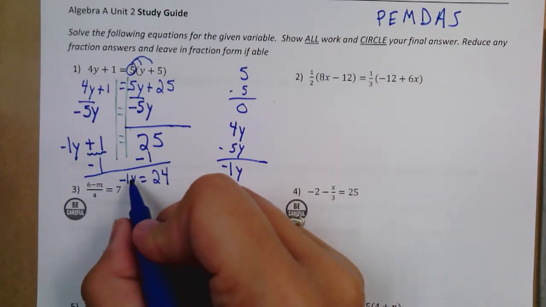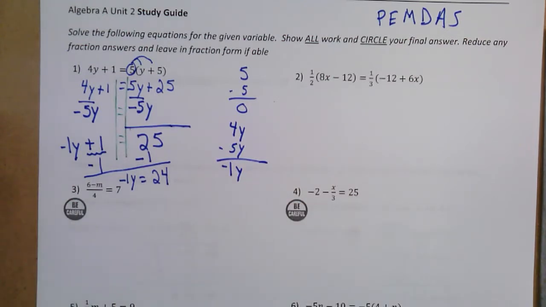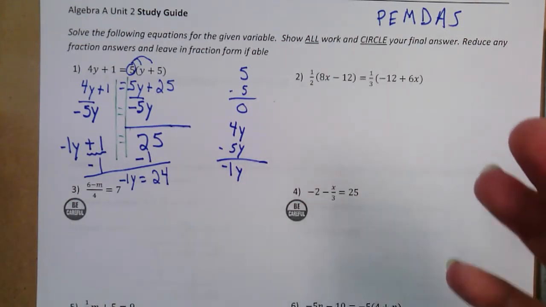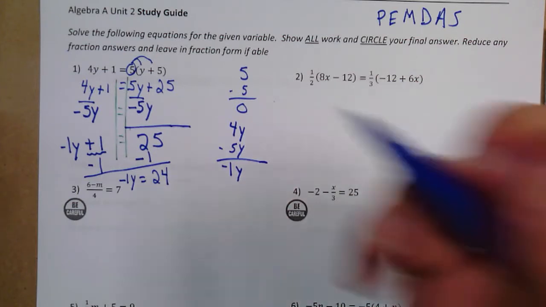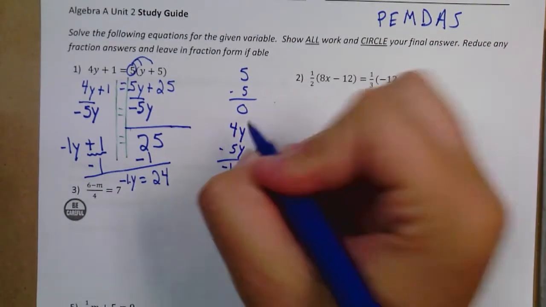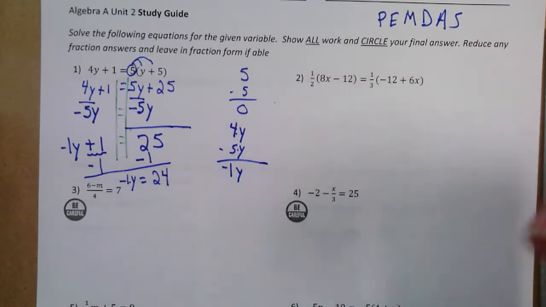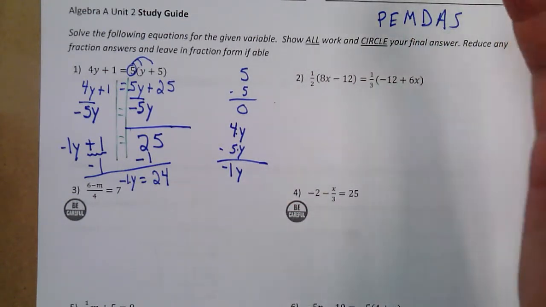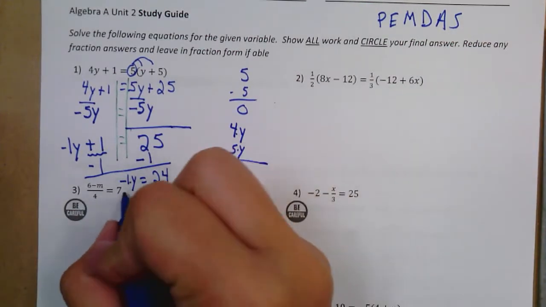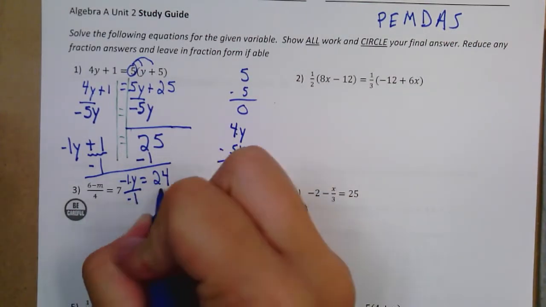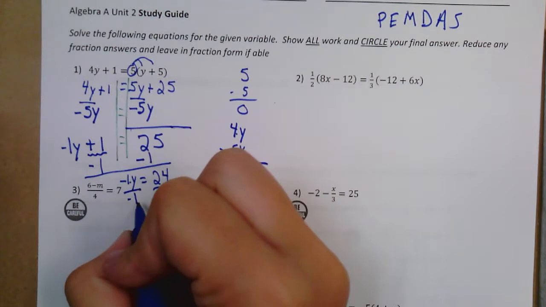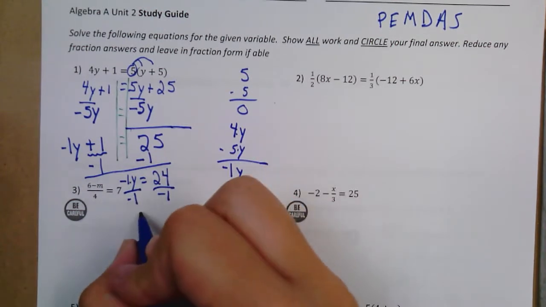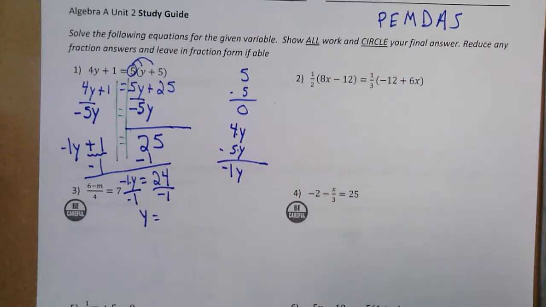This negative 1y is not a subtraction of 1. It is more along the lines of negative 1 times y. There's always technically a multiplication between the number and the variable. So if I have negative 1 times y, what's the opposite of multiplication? Division. So I'm going to go ahead and divide by negative 1. Negative divided by negative just becomes positive, so I'm left with just y.